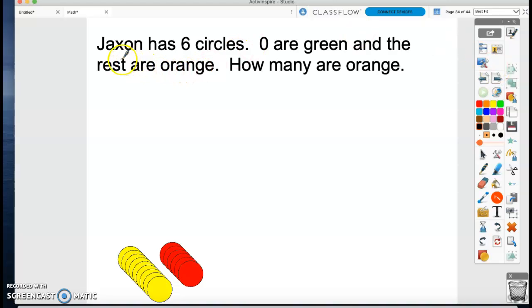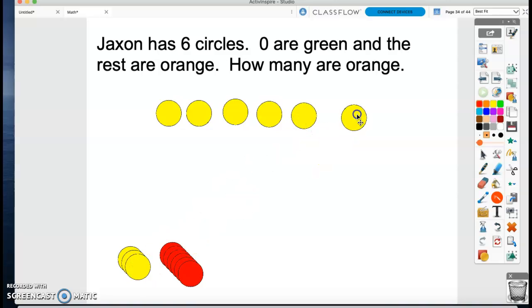It says, Jackson has 6 circles. 0 are green and the rest are orange. How many are orange? So let's go ahead and model that. It says Jackson has 6 circles. So I know he has 6 circles. 1, 2, 3, 4, 5, 6. He has 6 circles. It says 0 are green. The rest are orange. So all of these would be orange and 0 would be green.